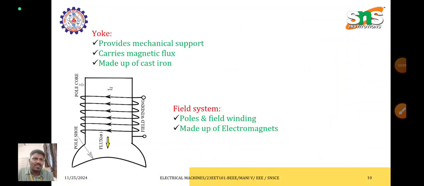The first part of the construction is the yoke. The yoke provides the mechanical support for the pole coil, and it carries the magnetic flux. It is made up of cast iron for small machines and cast steel for larger machines. It protects the motor as well as the generator, and avoids the flux escaping from inside the machine. The field system is the pole, or it may be called the field, or the stator winding.